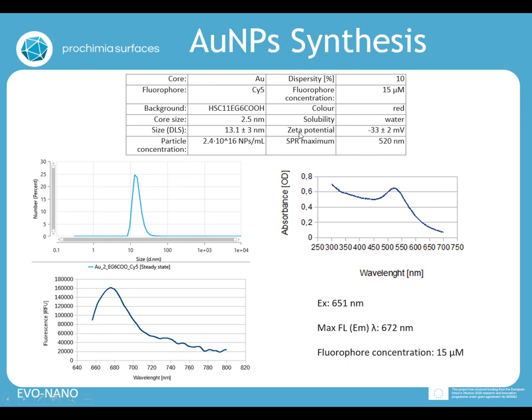And then the zeta potential, because the carboxylic group is present at the surface, definitely will be in the form of the anion, so this negative charge is observed, and the plasmon resonance is typical for the metallic core. Also, we measured the fluorescence spectrum of these nanoparticles in solution. The excitation wavelength was about 650 nanometers, and as you can see, emission was at 672 nanometers. We estimated the concentration of the fluorophore as 15 micromolar.